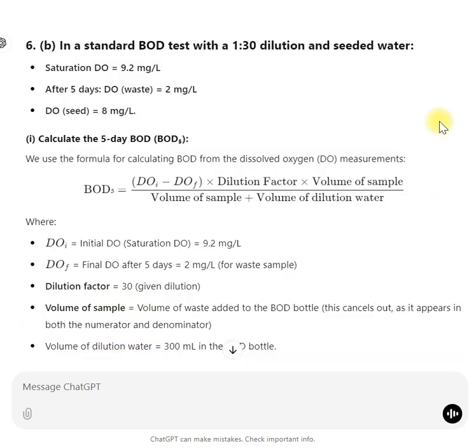Part 6. In a standard BOD test with a 1:30 dilution and seeded water, saturation DO equals 9.2 milligrams per liter. After 5 days, DO waste equals 2 milligrams per liter. DO seed equals 8 milligrams per liter. Calculate the 5-day BOD. We use the formula for calculating BOD from the dissolved oxygen DO measurements. BOD equals DO initial minus DO final times dilution factor, with the dilution factor being the volume of sample plus the volume of dilution water.